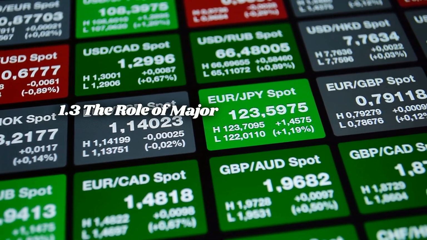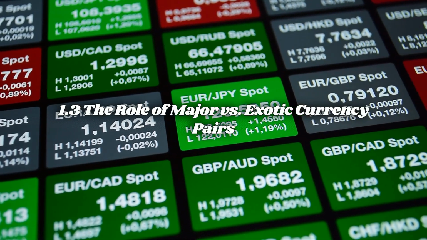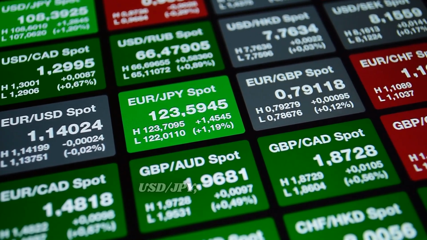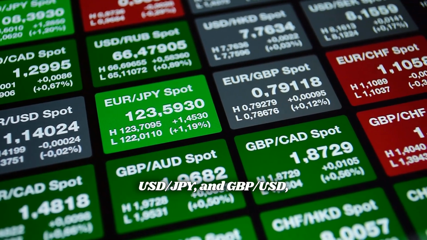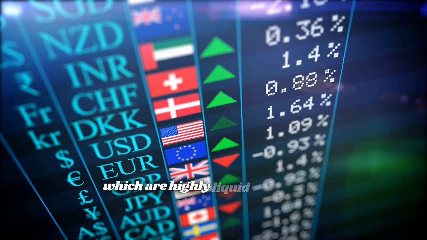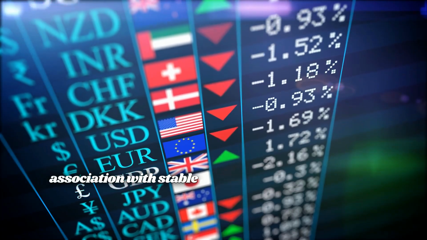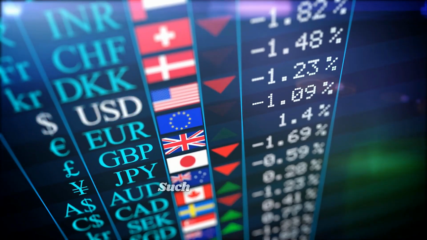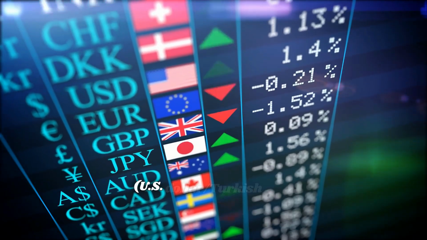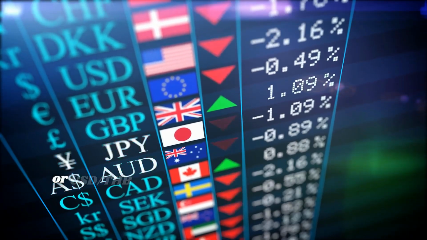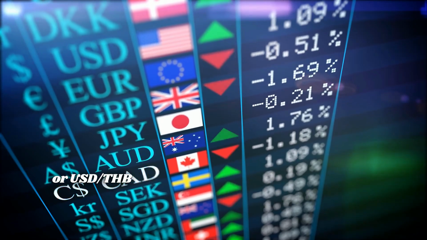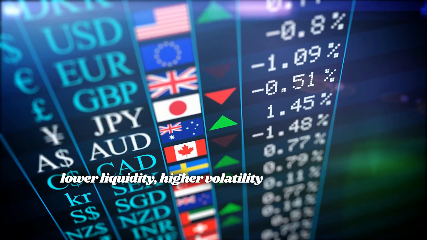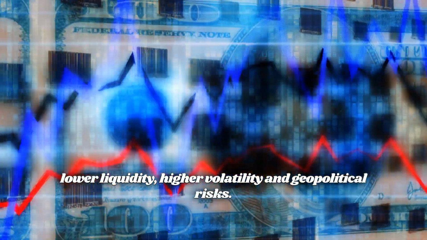1.3 The role of major versus exotic currency pairs. Major pairs include currencies like euro to US dollar, US dollar to Japanese yen, and pound sterling to US dollar, which are highly liquid due to their association with stable economies and high trading volumes. Exotic pairs, such as USD/TRY, US dollar/Turkish lira, or USD/THB, Thai baht, involve emerging market currencies with lower liquidity, higher volatility, and geopolitical risks.